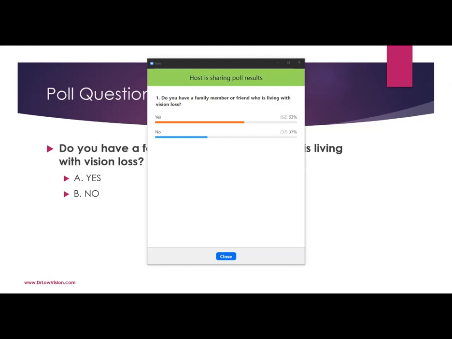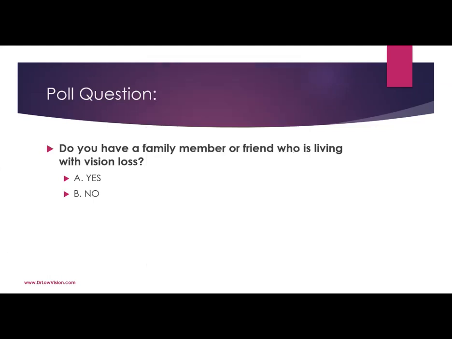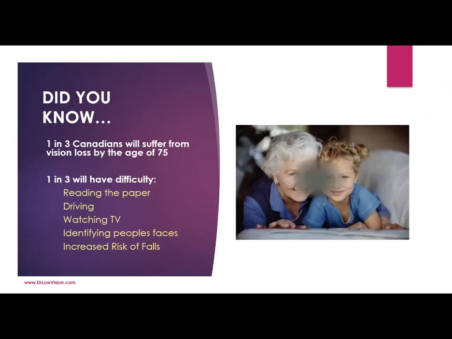So a majority of people on this webinar do know of someone with vision loss. So the information I'm about to convey for you is not only necessarily for many of you, your patients or clients, people that you work with, but it also can be relevant to your own family member or friends that you know. So did you know that 1 in 3 Canadians will suffer from vision loss by the age of 75?